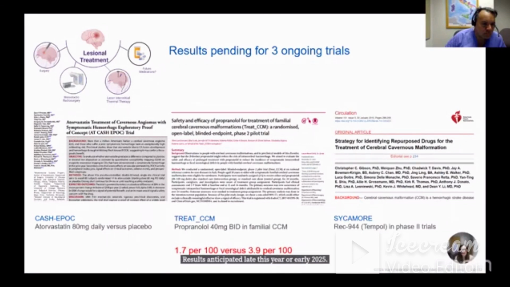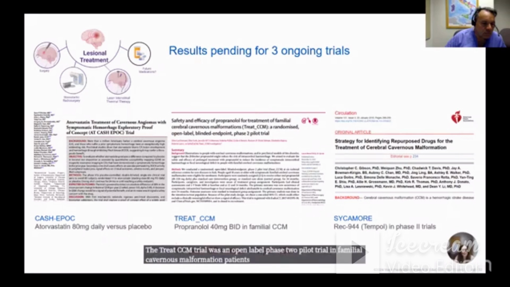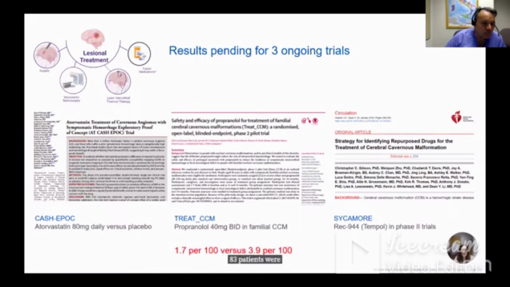The TREAT CCM trial was an open label phase 2 pilot trial in familial cavernous malformation patients. 83 patients were randomized 2-to-1 to either propranolol, low dose and escalated, versus placebo. There is a lot of ongoing data going to come out of this trial. In the initial pilot, there was a slight reduction in risk of hemorrhage, with two events in each group, but a slightly lower hemorrhage risk in that therapeutic group.